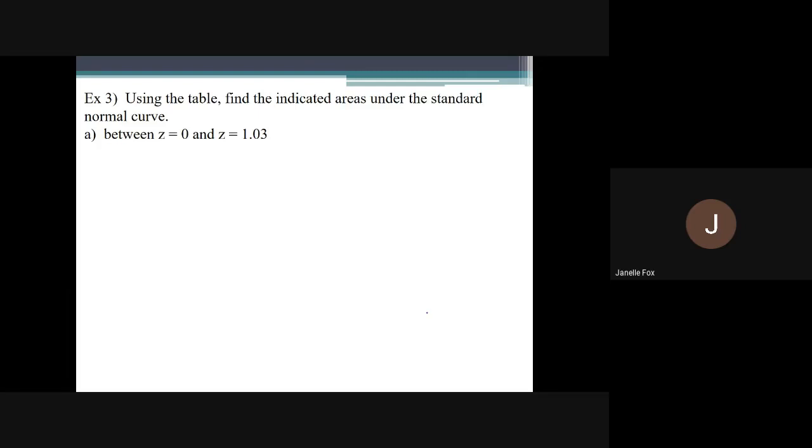So the picture is going to be so important. I know that we make fun of Mrs. Fox because she says that all the time, draw a picture, but no joke, you guys, you have to draw the picture on these. It's super not optional.